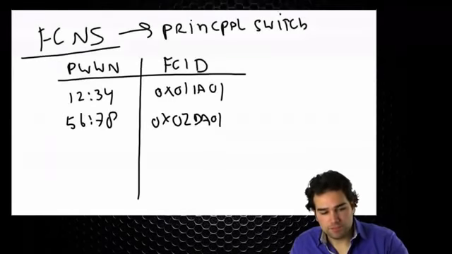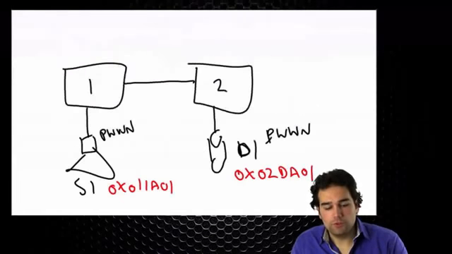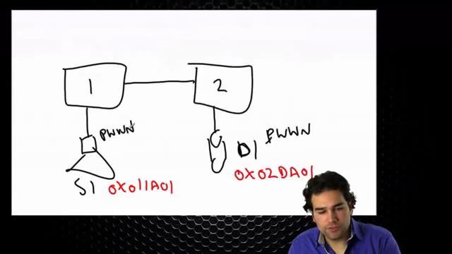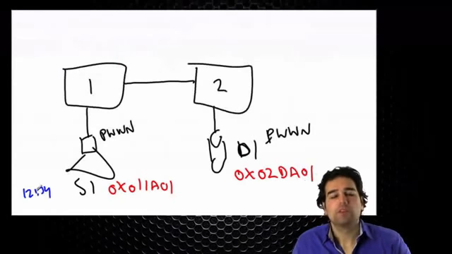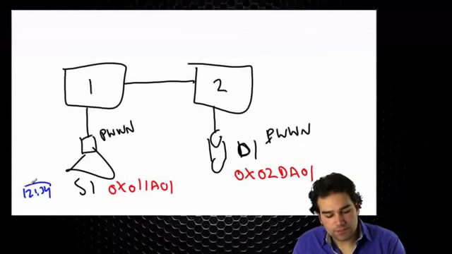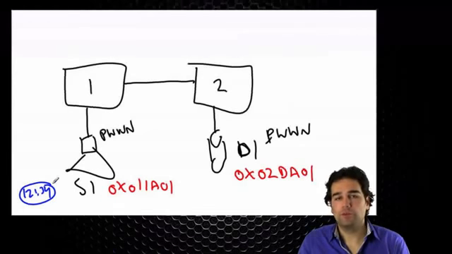So what happens when I want to do forwarding of traffic? This server knows 1, 2, 3, 4. It says, I want to get access to port worldwide name 1, 2, 3, 4.